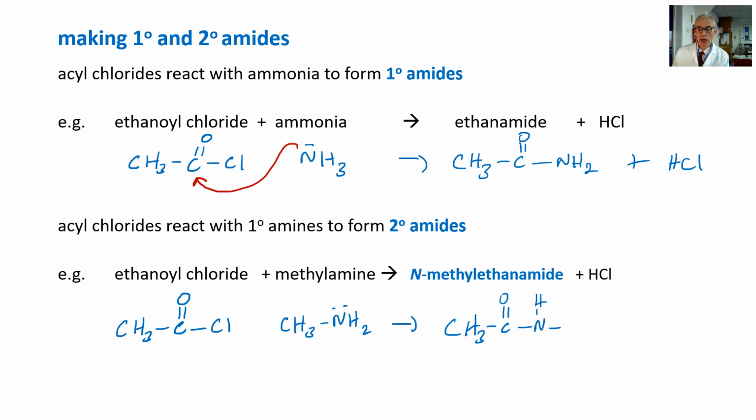Careful not to overload the nitrogen with bonds. It's got a maximum of 3 bonds unless it is the ammonium ion. And of course, HCl. So we have N-methyl ethanamide and HCl, which is eliminated in a condensation reaction.